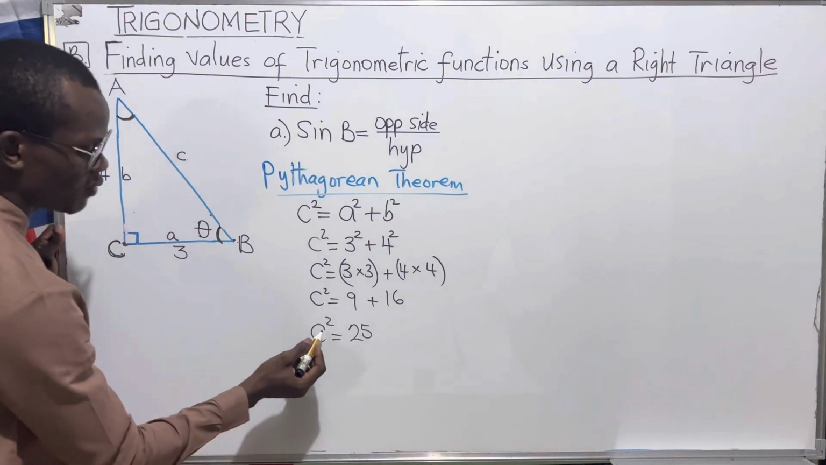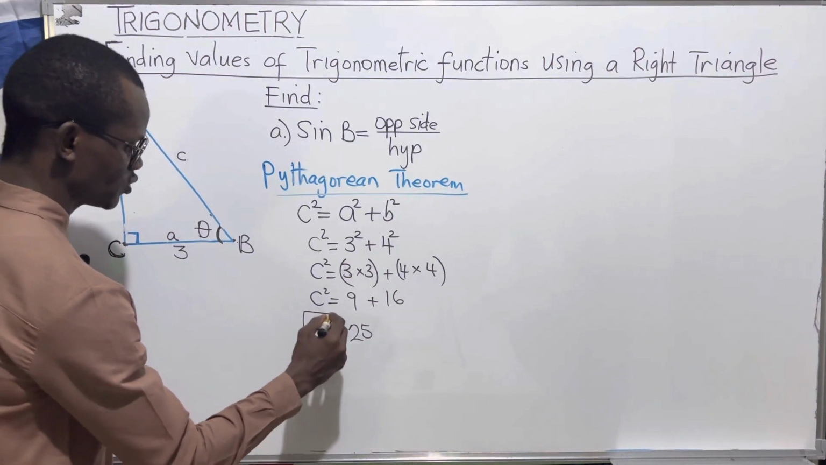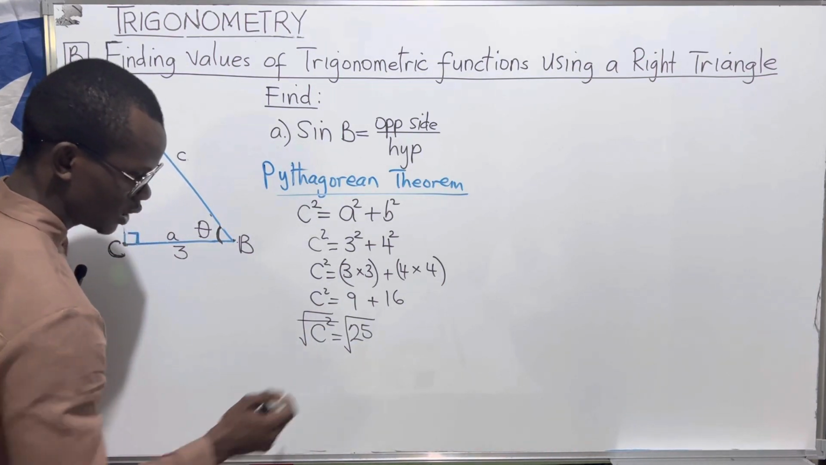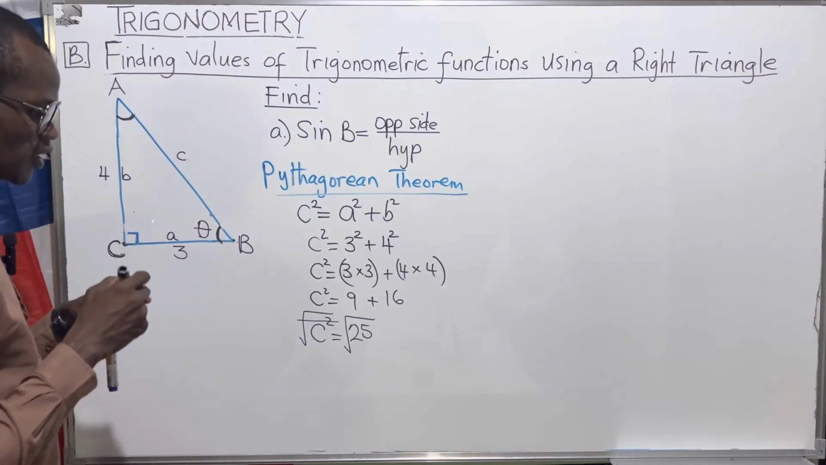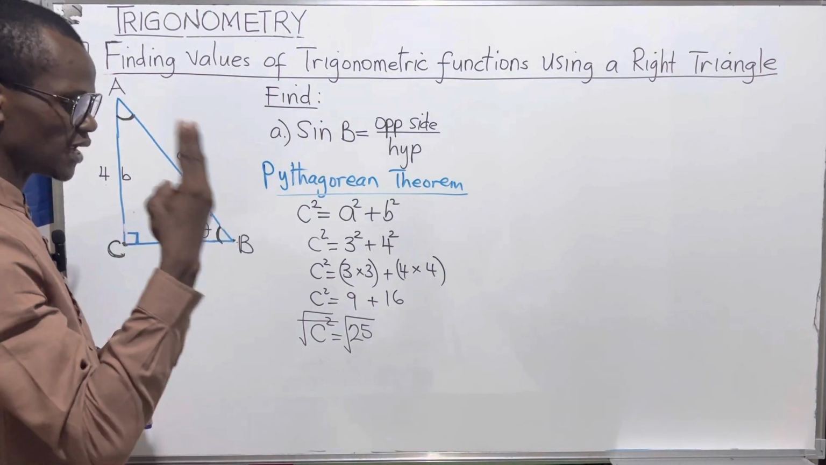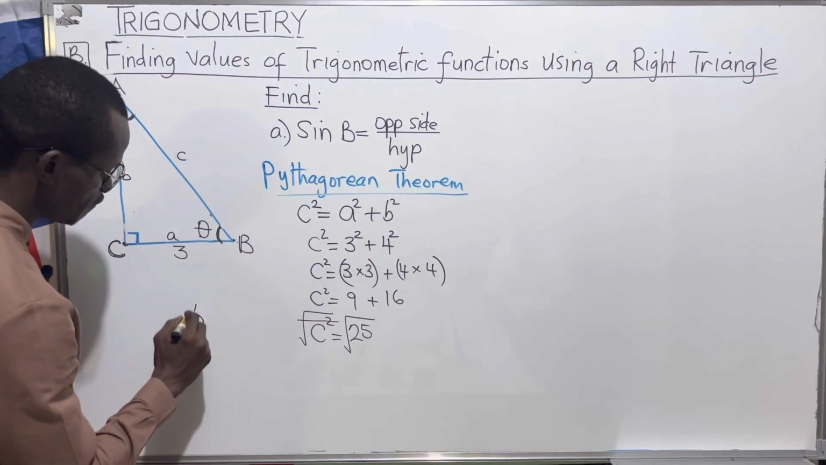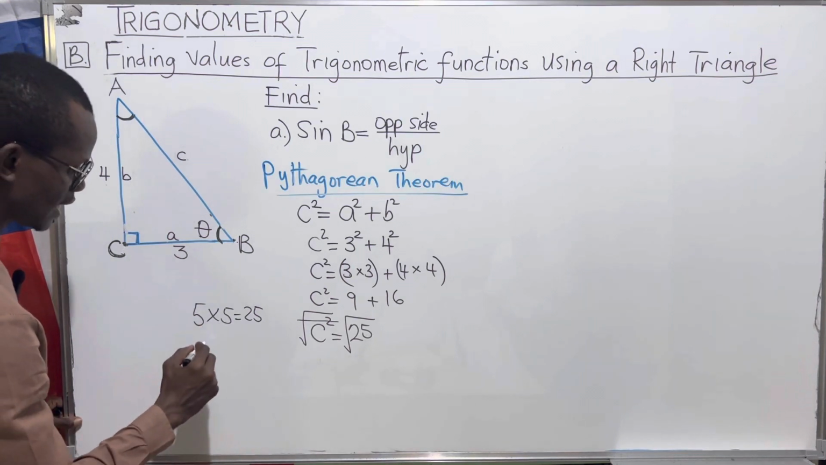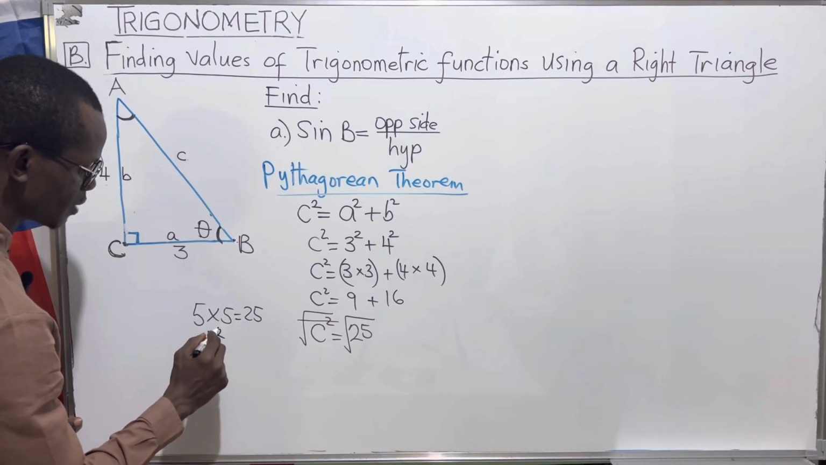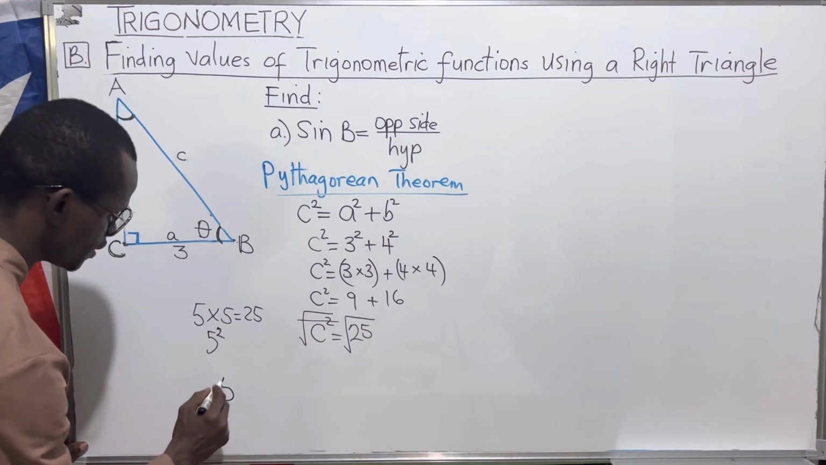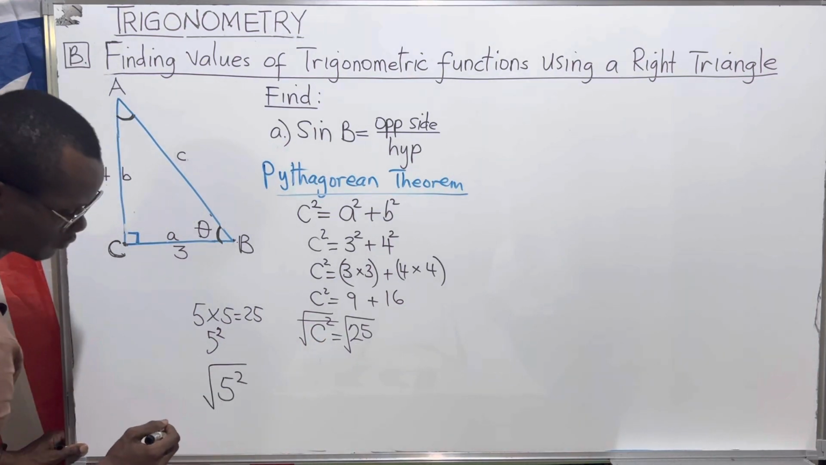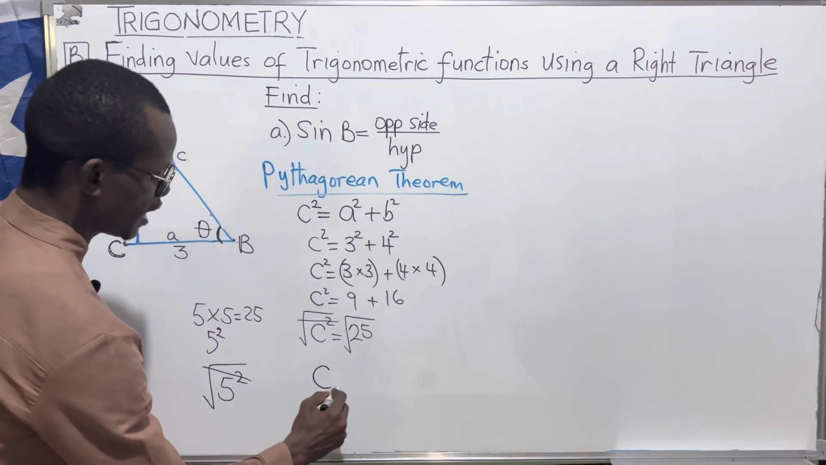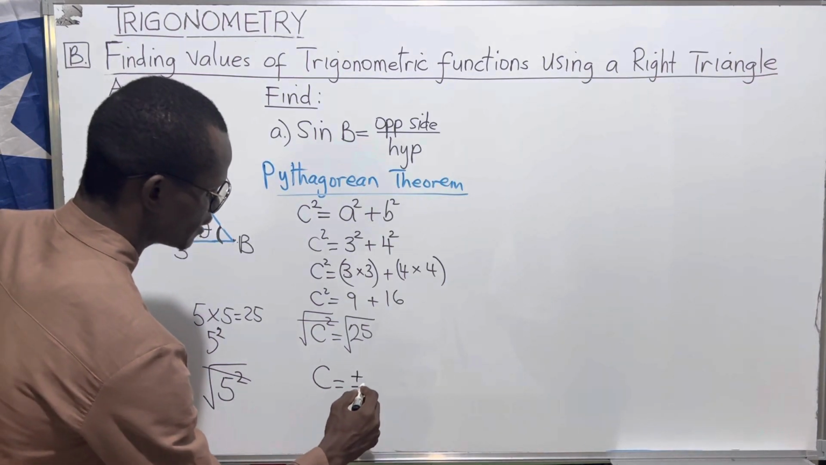Now we want to find the square root of 25. So we take the square root on both sides. Now this square root will cancel these 2. The square root of 25, which number multiplied by itself will give you 25? We know that 5 times 5 equals 25. Therefore, we can rewrite this as 5 raised to the second power. Then this 2 will cancel the square root. So C now will be equal to plus or minus 5.